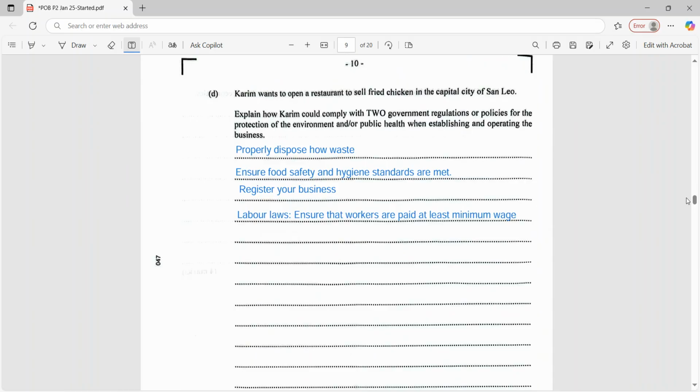And any labor laws that exist within that area, he should ensure, for instance, ensuring that workers are paid at least the minimum wage so that nobody reports him.